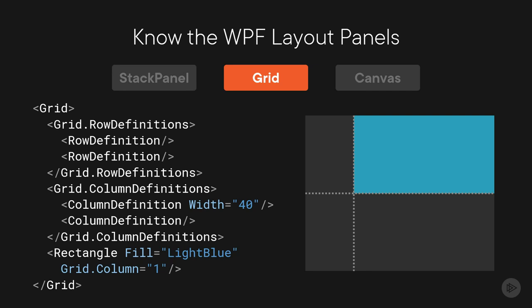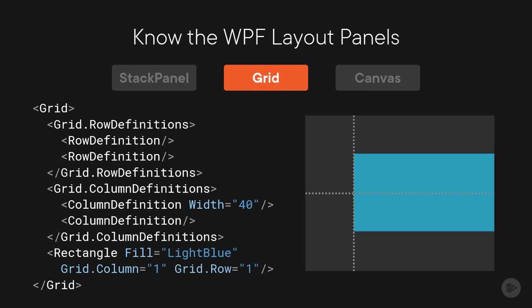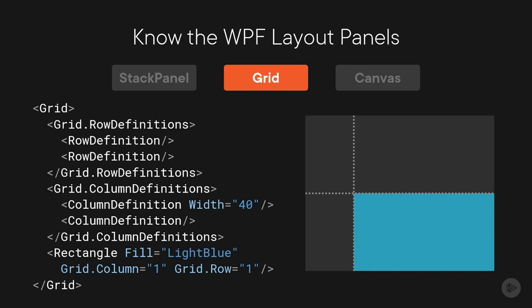As you can see, the syntax for an attached property is className.propertyName. In this case, grid.column. All layout panels that we look at in this clip provide attached properties, except the stack panel. Besides grid.column, you can for example also set grid.row to 1, which moves the rectangle to the second row of the grid. So this is how the grid works.